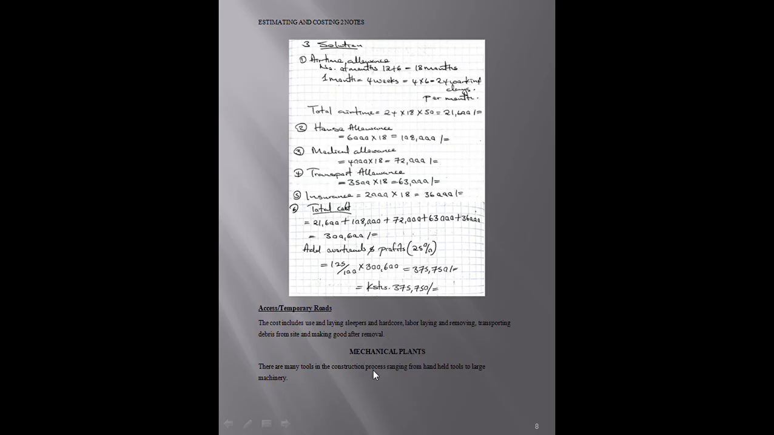And then now we have mechanical plants. So the next subtopic is mechanical plants. So let's meet next time.